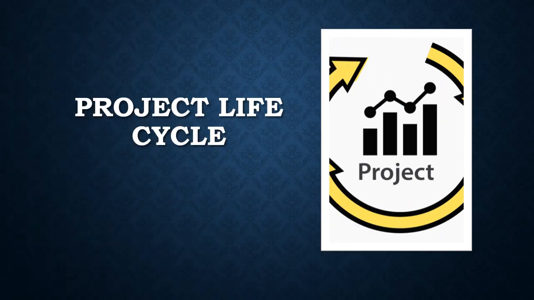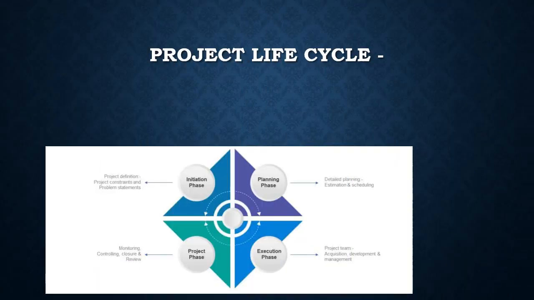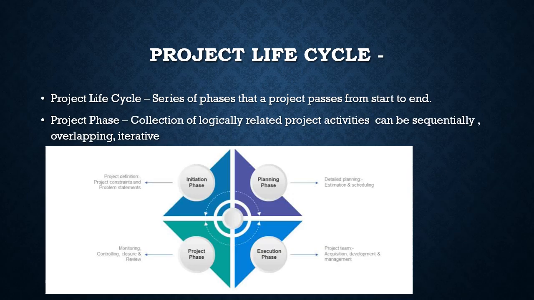The next topic we will cover is the project life cycle. The project life cycle is a series of phases that a project passes through from start to end. A project phase is a collection of related project activities, and it can be sequential, iterative or overlapping. First is the initiating phase, second is the planning phase, third is execution, and fourth is the closing phase.